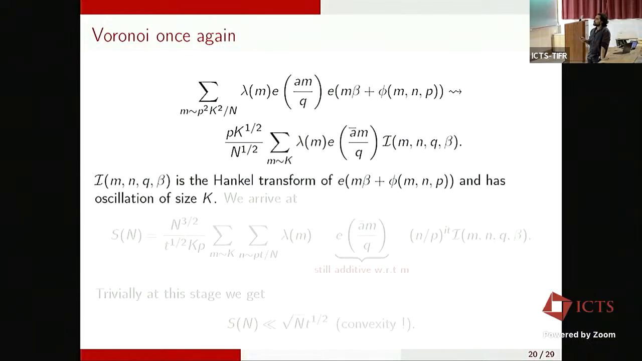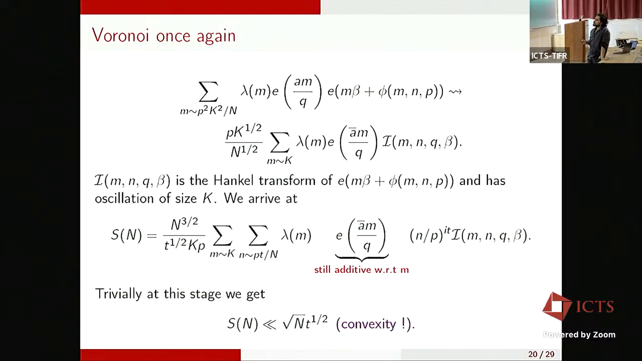If you apply Voronoi once again, you will arrive at the following sum, where now the dual length is of size capital K. The additive character here becomes E of A bar m by p, and you have this transform of your analytic twist here. So this I will be the Hankel transform of this analytic twist, and to remind you, the phase is still of size capital K. Okay, so we put everything together and we arrive at the following final sum.